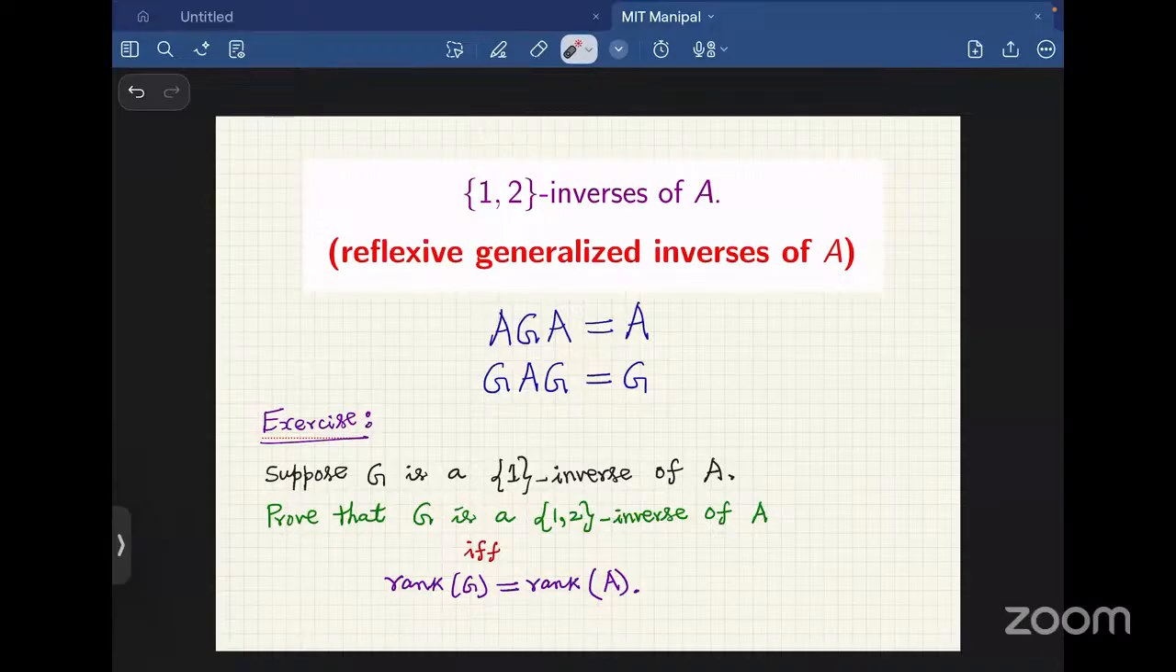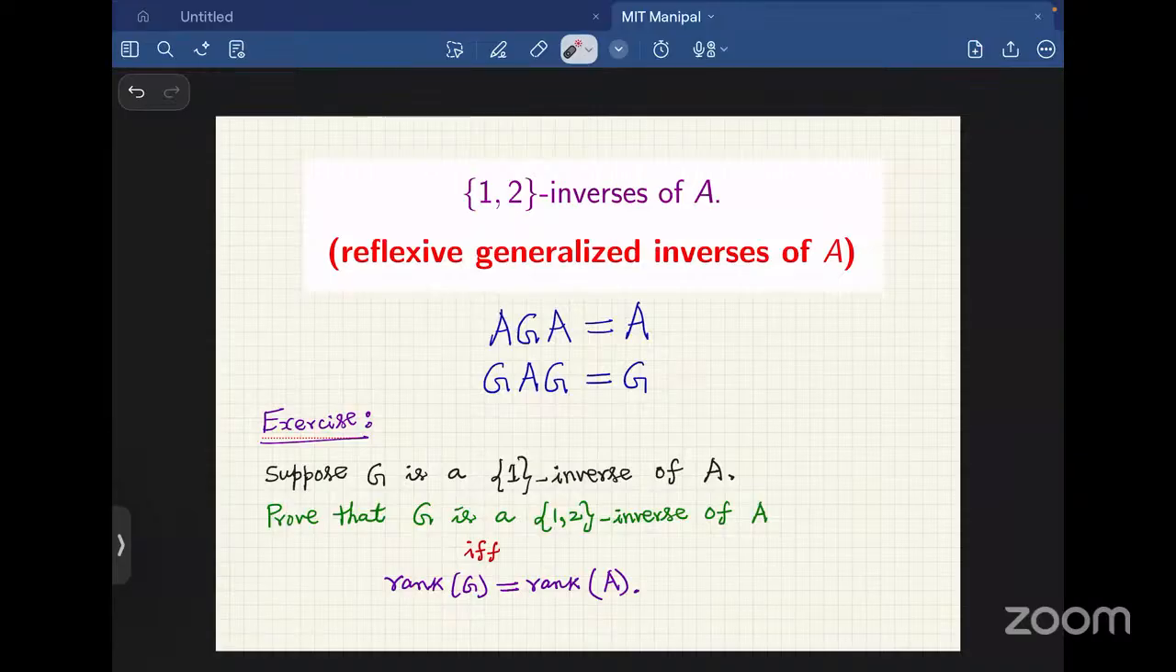So the matrices G that satisfy the first two equations are called 1-2 inverses. And there are so many results. One can have an association with respect to rank. One can check, if a 1-inverse is there and a rank condition holds, whether it could be a 2-inverse also. This is a small exercise. If I start with any 1-inverse, and the rank of the given matrix A and the rank of that 1-inverse are the same, then this matrix will automatically satisfy the second equation. Therefore, this is a 1-2 inverse.